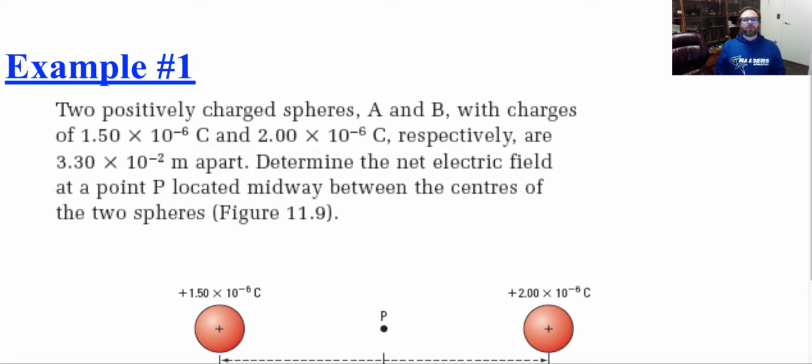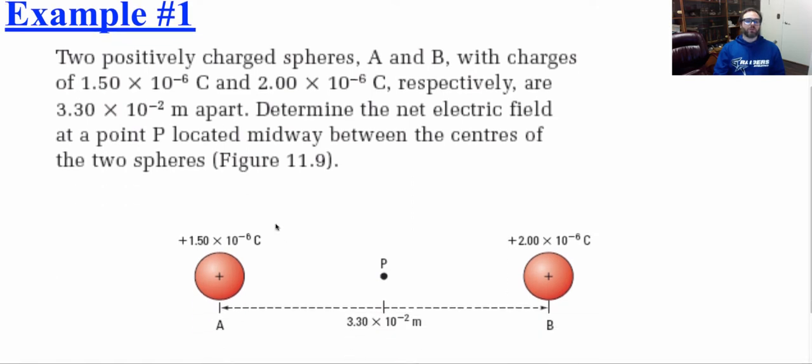So let's take a look at my first example. We have two positively charged plates, A and B, with charges of 1.5 times 10 to the negative 6 coulombs and 2.0 times 10 to the negative 6 coulombs, respectively, that are 3.3 times 10 to the negative 2 meters apart. We want to determine the net electric field at point P midway between the two plates.